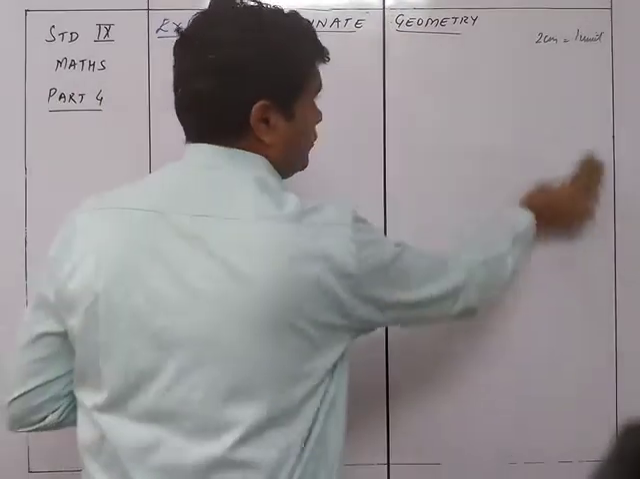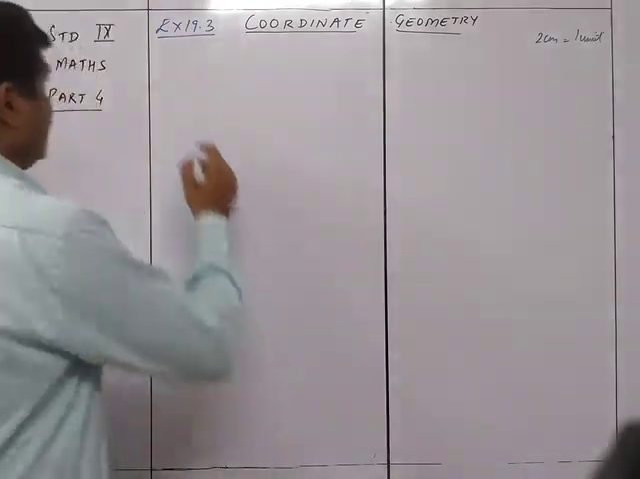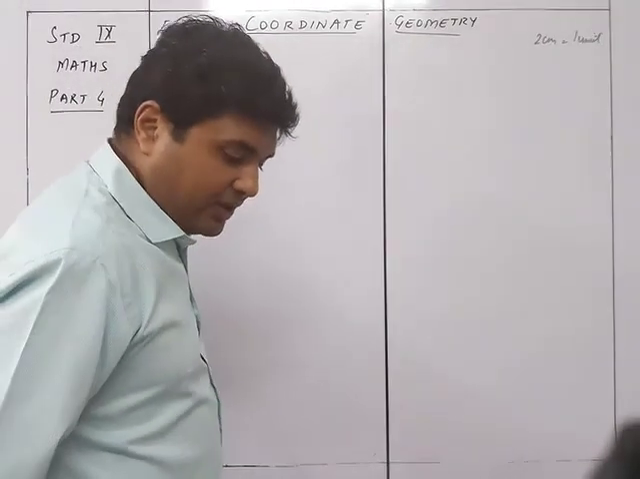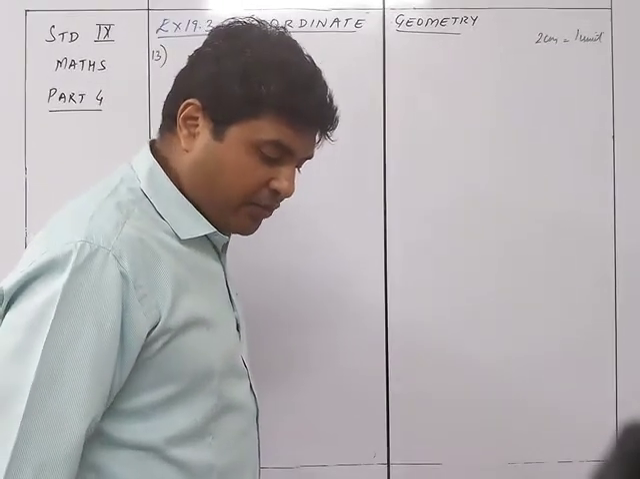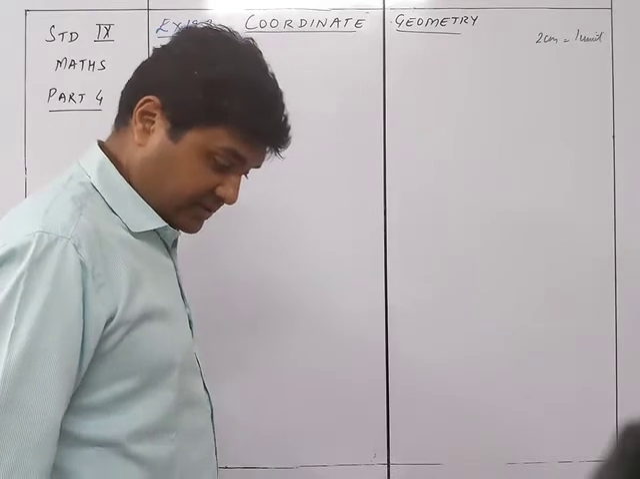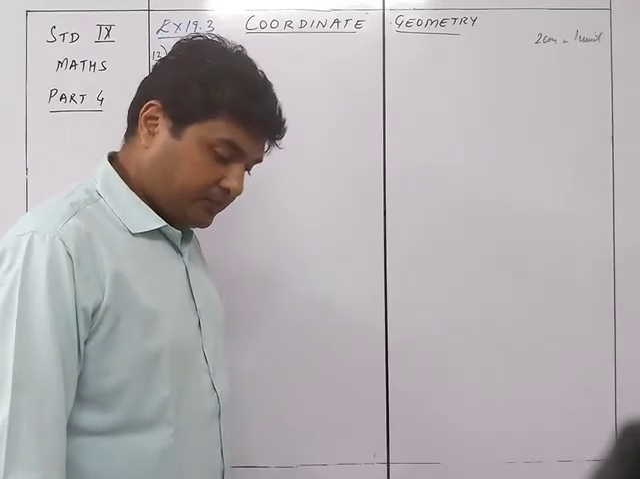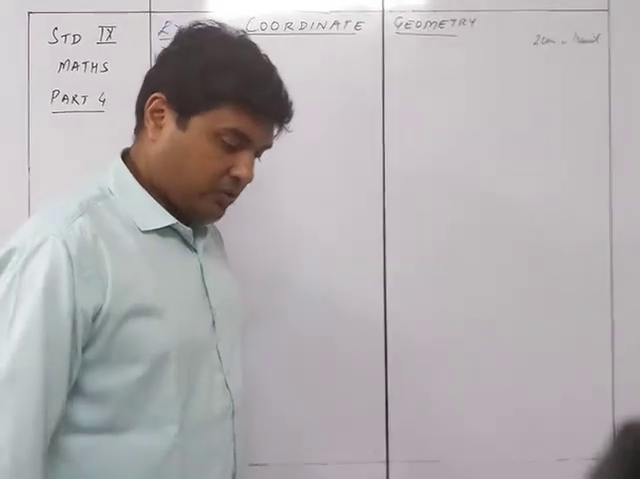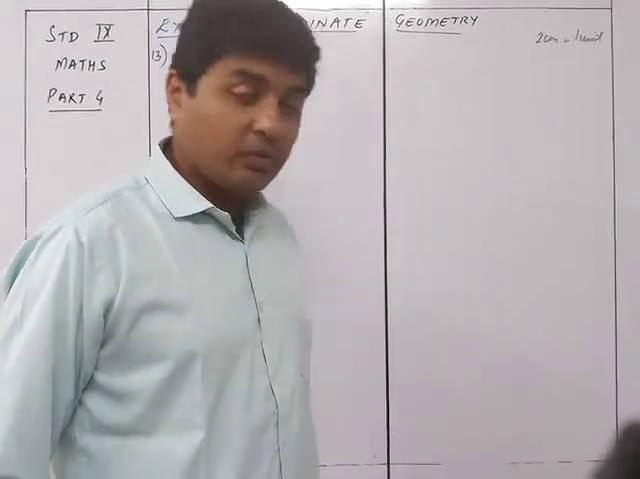Okay, so let's go for sum number 13 now. Find graphically the coordinates of the vertices of a triangle formed by the lines y is equal to 0, y is equal to x, and 2x plus 3y is equal to 10. So you need to find out the graphical coordinates of the vertices of the triangle.